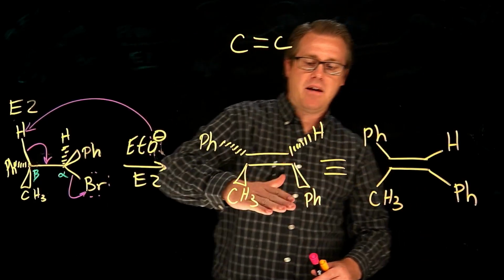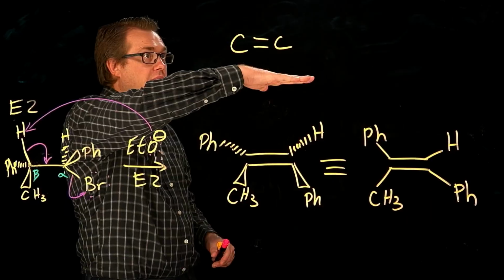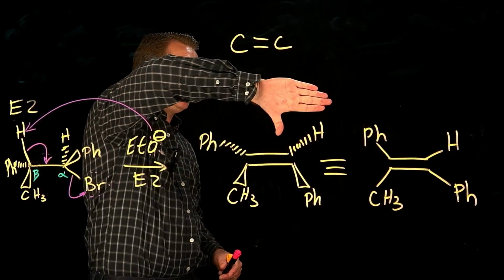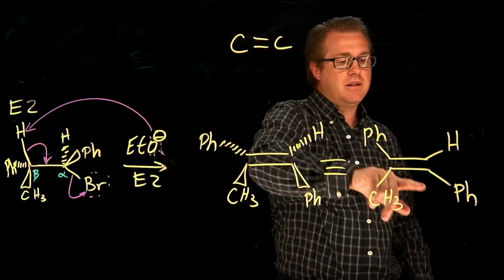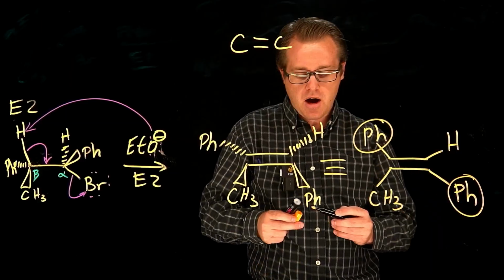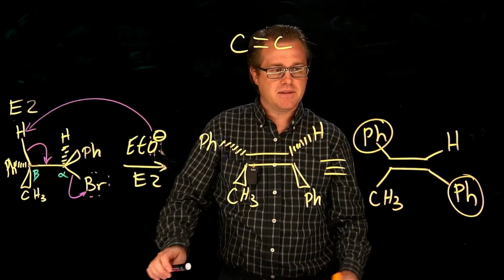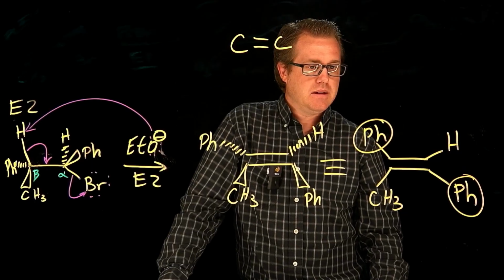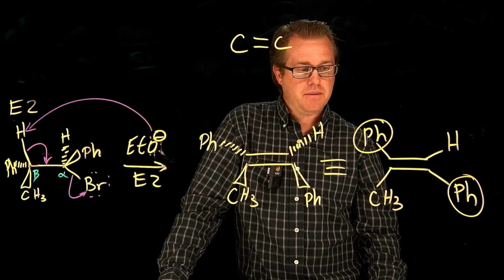And so when you take this molecule that looks like this and rotate it 90 degrees, you get something that looks like that. And once again, you see that those groups are on opposite sides of the alkene. And that's how you view it.